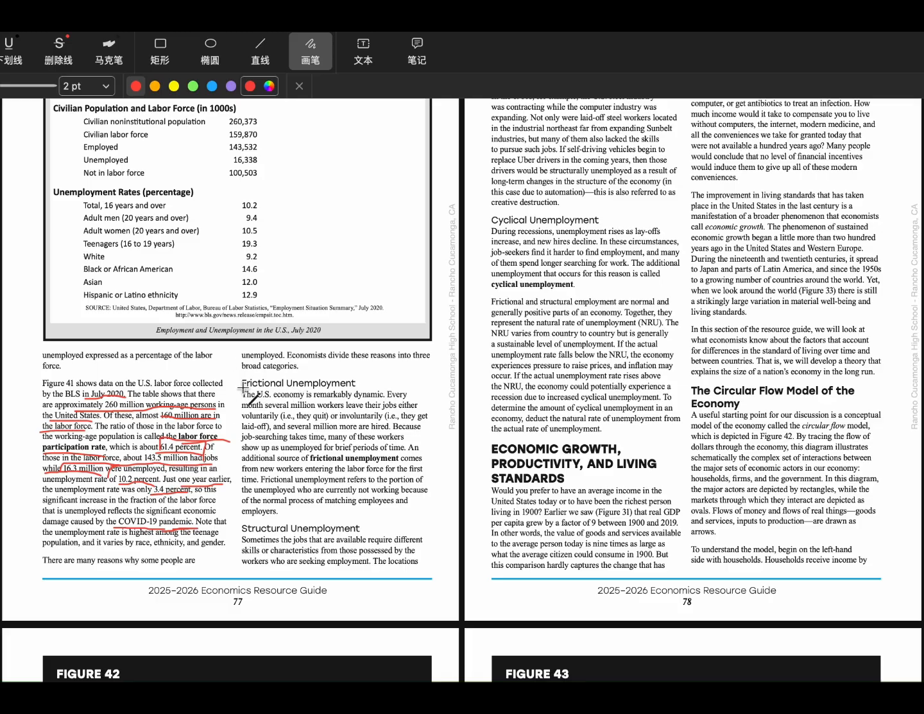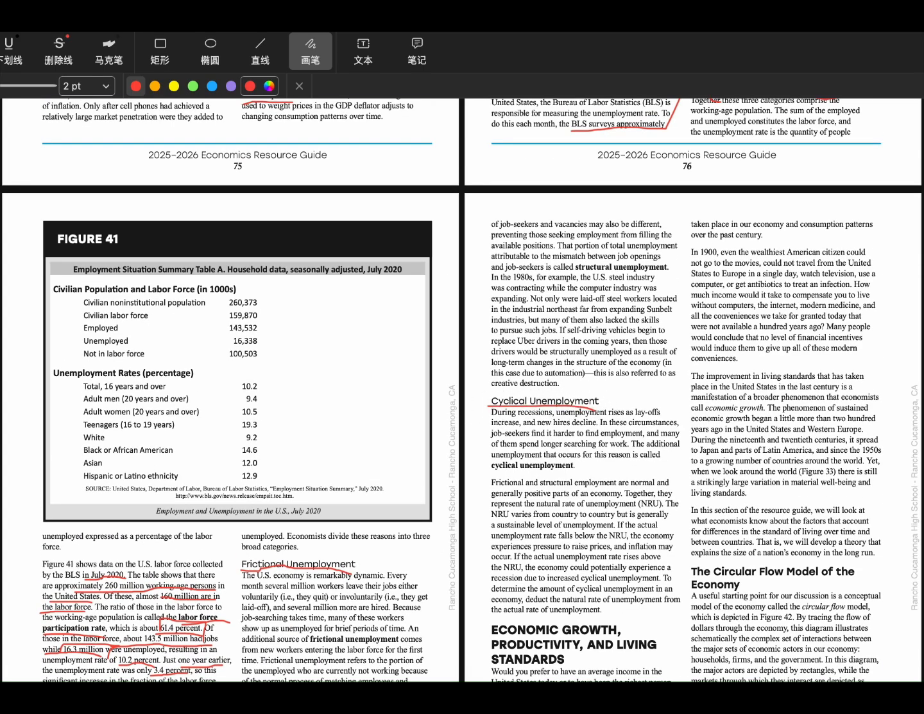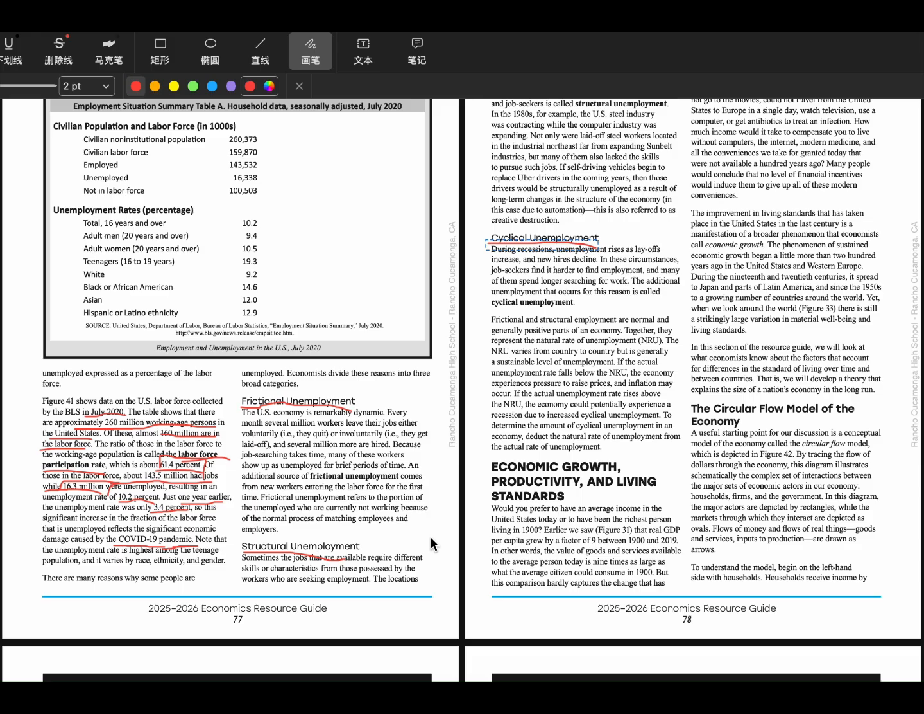And there are three broad categories. Now we have finished discussing some history of unemployment. We can look at three categories: frictional, structural, and cyclical. So what do you need to know about frictional?